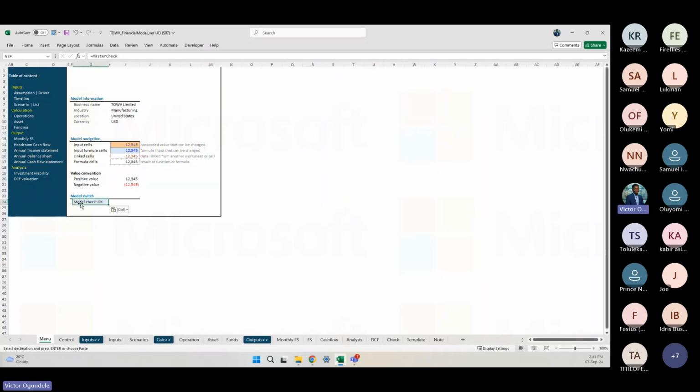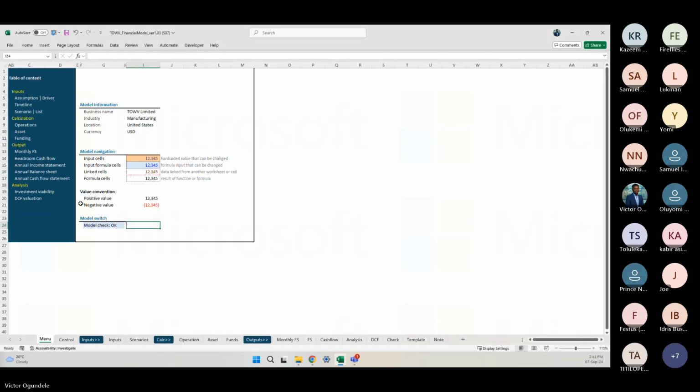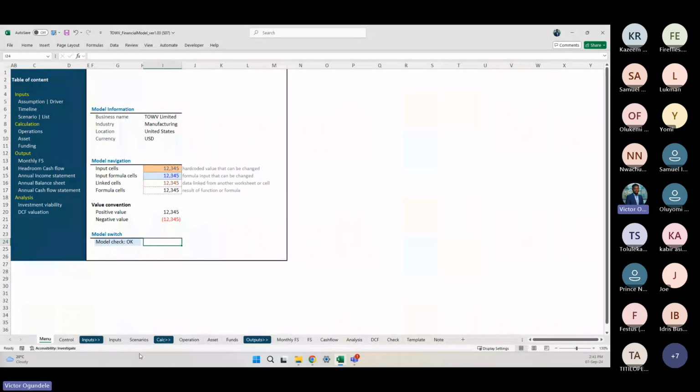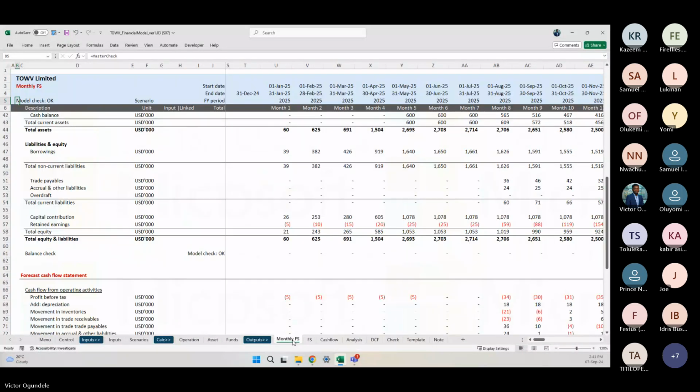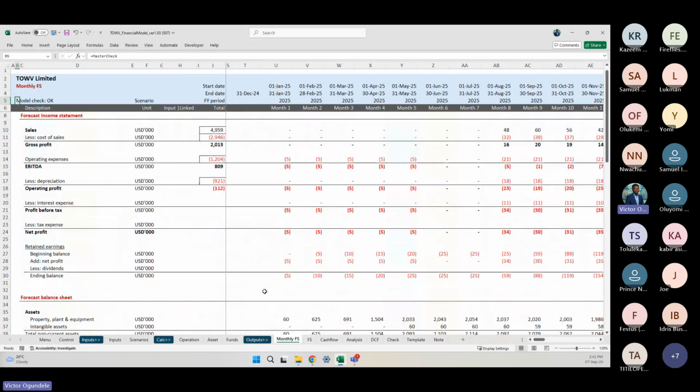I'll also put it in my menu page. Right. So that also helps you to keep tab of your model check.